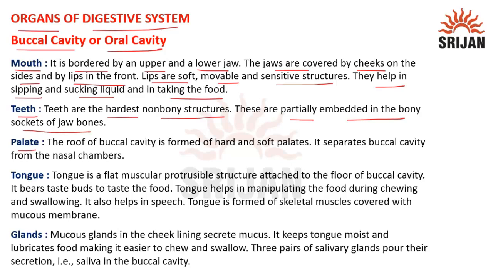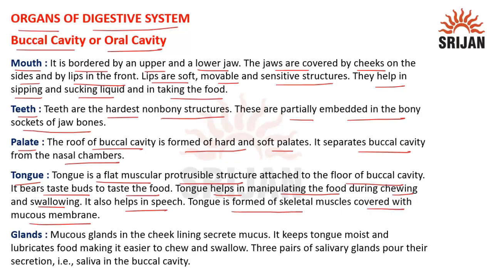Then palate. The roof of the buccal cavity is formed of hard and soft palates. It separates the buccal cavity from the nasal chambers. Then tongue. The tongue is a flat muscular protrusible structure attached to the floor of the buccal cavity. It bears taste buds to taste the food. The tongue helps in manipulating the food during chewing and swallowing. It also helps in speech. The tongue is formed of skeletal muscles covered with mucous membrane.